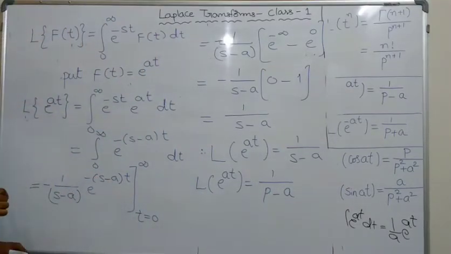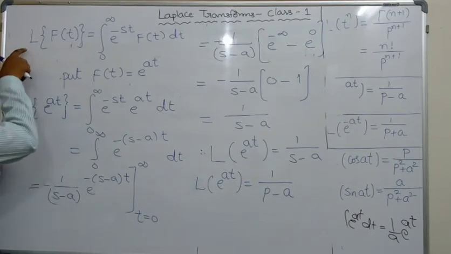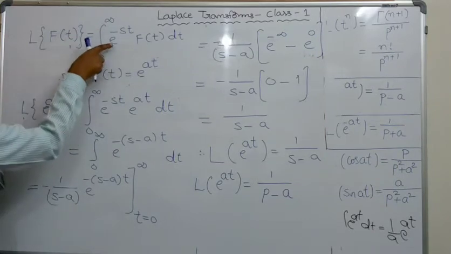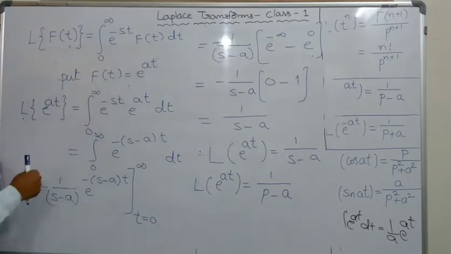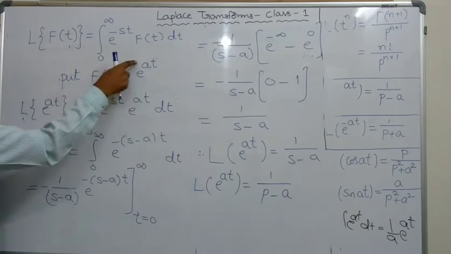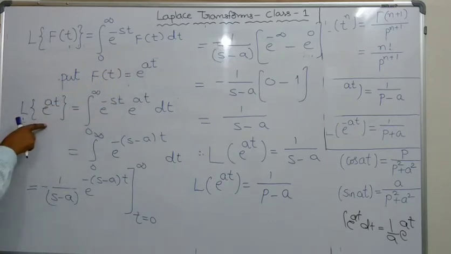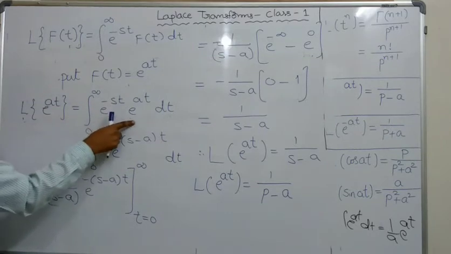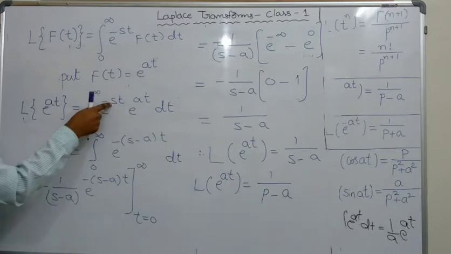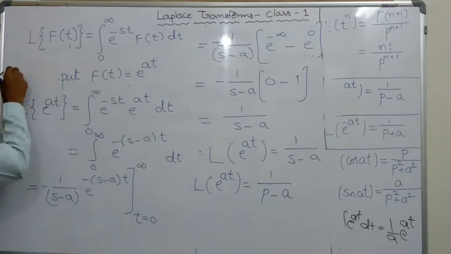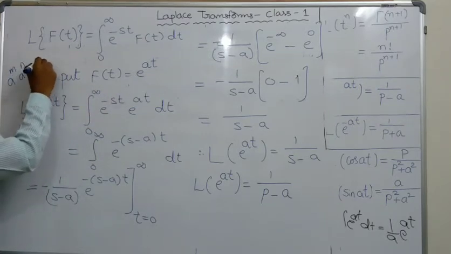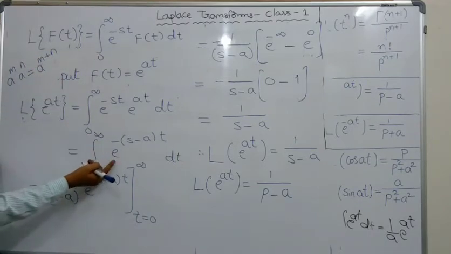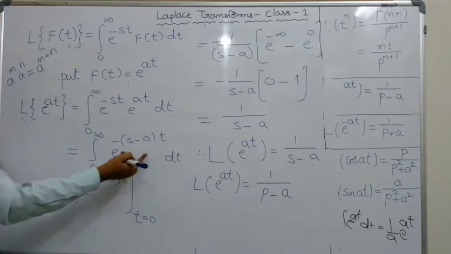So once again I can explain this. By definition of Laplace transforms, L of f of t is equals to integral 0 to infinity e power minus st f of t dt. Put f of t is equals to e power at, you get this. L of e power at is equals to integral 0 to infinity e power minus st e power at dt. Using the a power m into a power n formula, a power m plus n, by making minus common, integral 0 to infinity e power minus of s minus a into t dt.